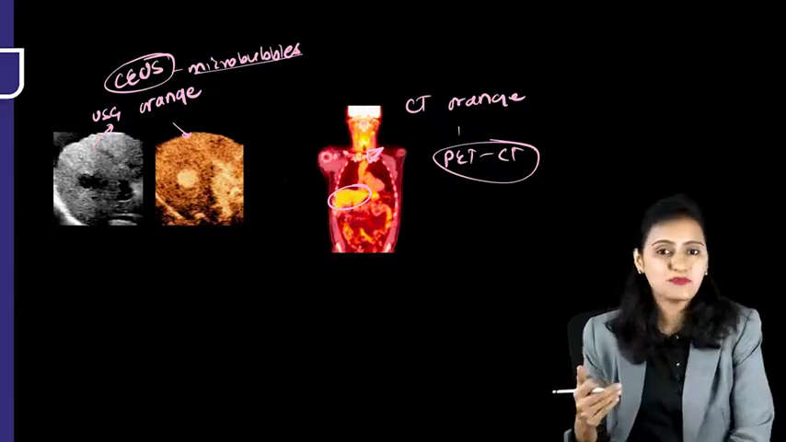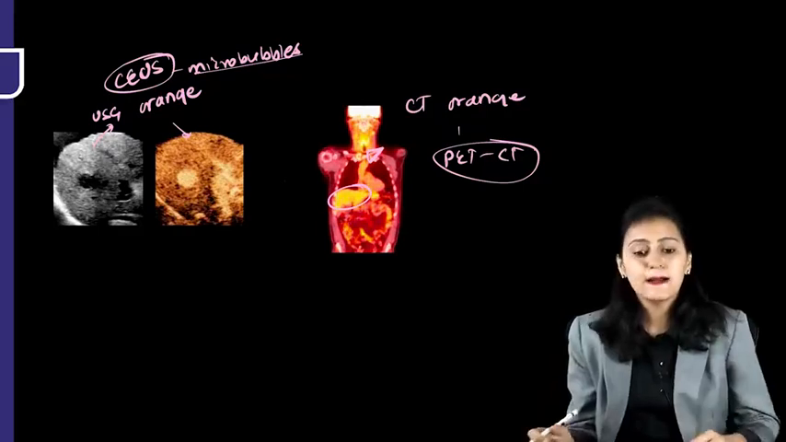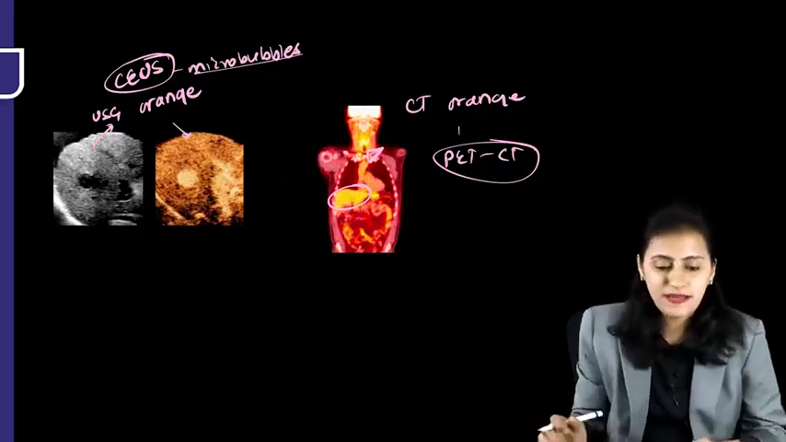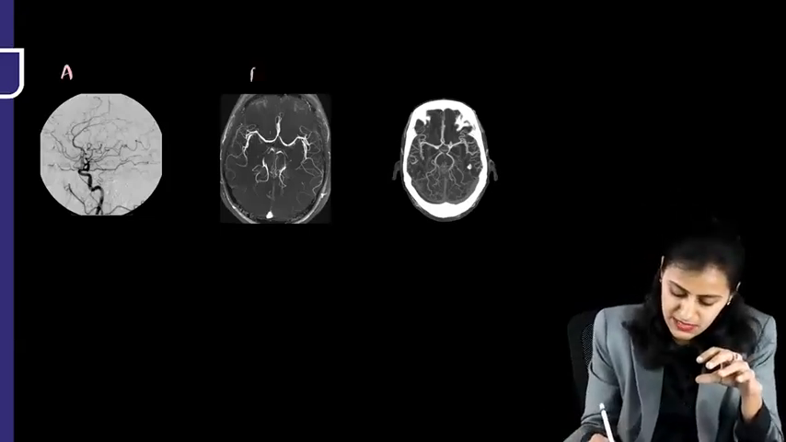If it was just black and white, then it would have been a CT scan. Here, because you see the orange color, then it's a PET CT. Okay, then it is a PET CT. Next one, coming to the angiographies, image A, B and C.